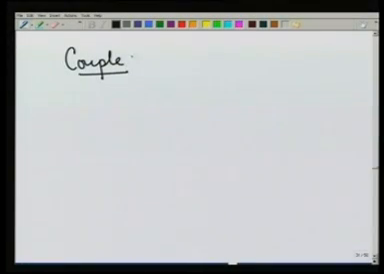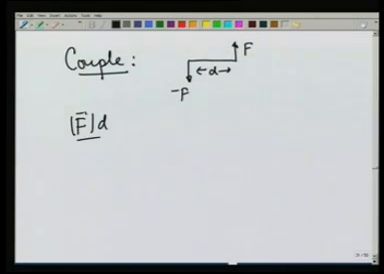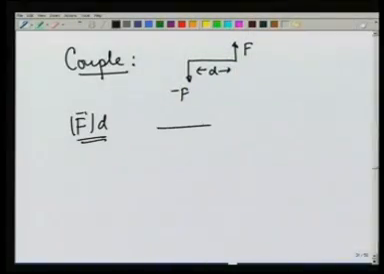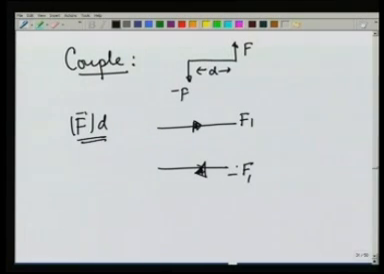Thus, a couple is a force or two forces F, minus F, displaced by parallel distance between them d, and its moment is given by F d. Since the net force is 0, the same couple can be generated by different kinds of forces. For example, I could have a force F 1 going the other way, minus F 1 displaced by distance d 1 from each other.